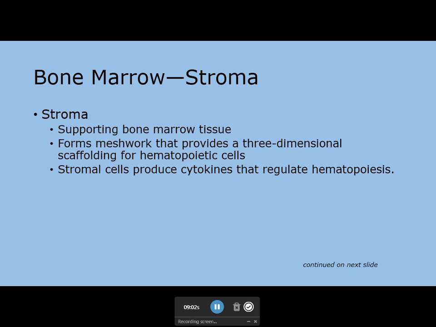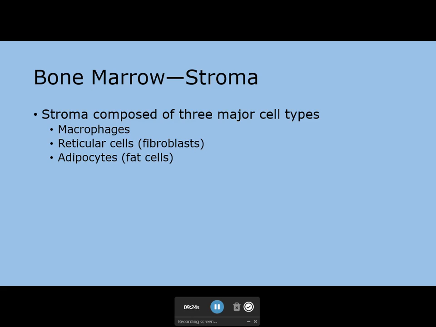Stromal cells produce cytokines that regulate hematopoiesis. Remember, cytokines are just chemicals that signal things in general. In this case, it may be differentiation, it may be apoptosis, whatever. But they're going to play a role in letting cells know what to do. Stroma is composed of three major cell types.